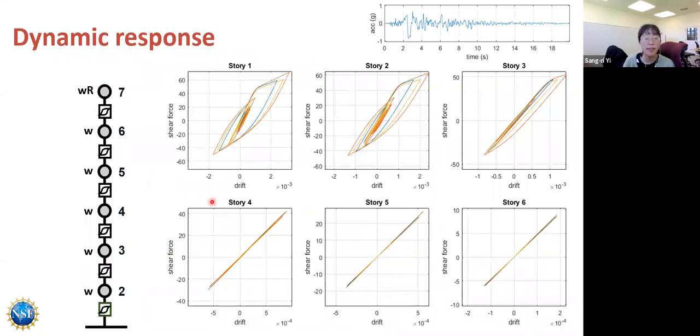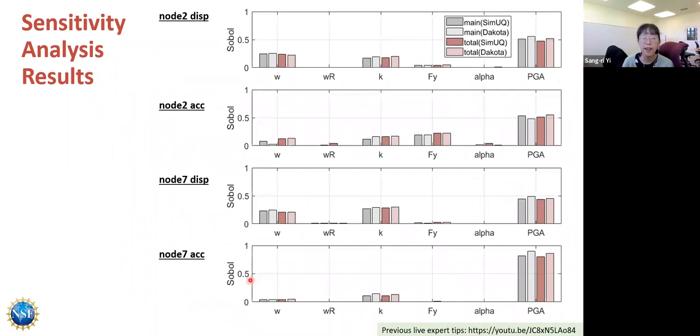So this is some dynamic response that can be obtained by Monte Carlo simulations. So we can see some nonlinear behavior. And this is actually from the previous live expert tip video. We have done sensitivity analysis using the very same structure model. And we have seen that PGA was the main factor that affects the response. And for some of the responses, FY was also affecting the response. So given that, I will now move on to quoFEM.